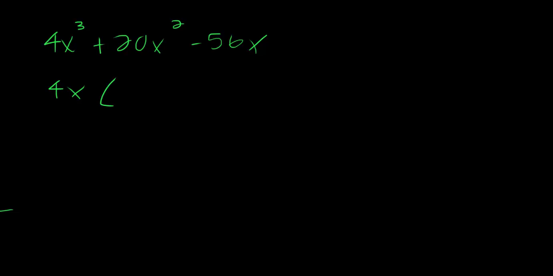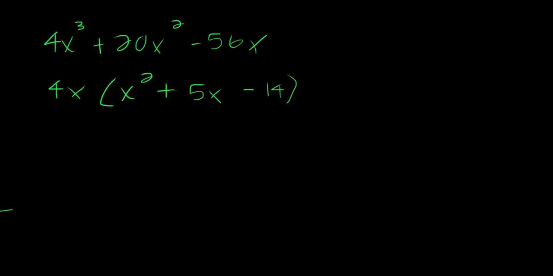In our next example, 4x cubed plus 20x squared minus 56x. I can see that there's a GCF of x, and 4 goes into 4, 4 goes into 20, and 4 goes into 56 14 times. So I can pull out a 4x, and I would be left with x squared plus 5x minus 14.